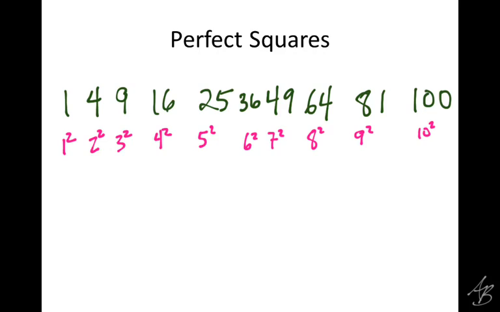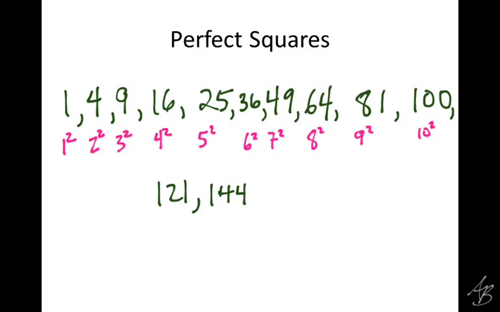Perfect squares. We want to list the first 12 perfect squares in our notes here. So we've got 1 is 1 squared, 4 is 2 squared, 9 is 3 squared, 16 is 4 squared, 25, 36, 49, 64, 81, 100. That's the first 10, but we need 2 more. What's 11 squared? 121. And what's 12 squared? 144. And we'll stop there, but we could keep going, right?